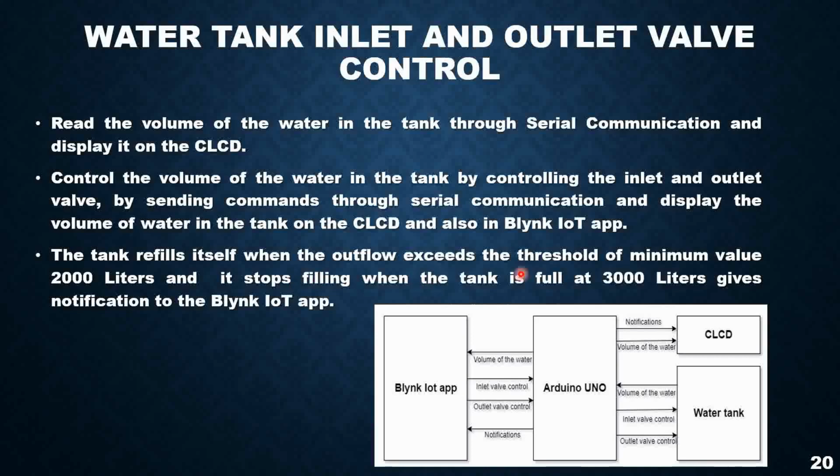What we have done here is we have set the minimum value of volume of water present in the tank to be 1000 liters, and the maximum value of the volume of water present in the tank is 3000 liters. The 3000 liters indicates that the tank is full, and 1000 liters is the volume of water below which the inlet valve automatically turns on, and we receive a notification about the same through the app, and it is also displayed on the CLCD. By this, we ensure that tank is full and ready for any emergencies.